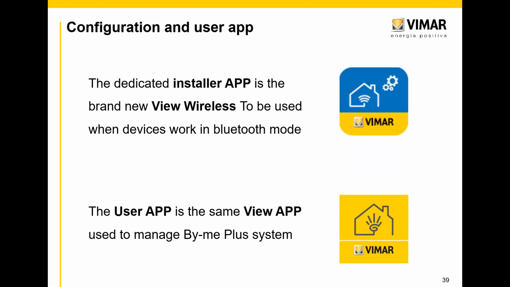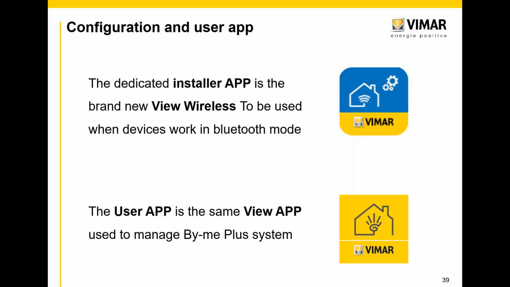Talking about the apps, I mentioned at the beginning the apps. We have two different apps. What we call View Wireless is the app we introduce for the configuration. So usually it is the app managed by the installer. This works in Bluetooth. So just enable the Bluetooth on your mobile, and then directly the app can configure every single device of the system.